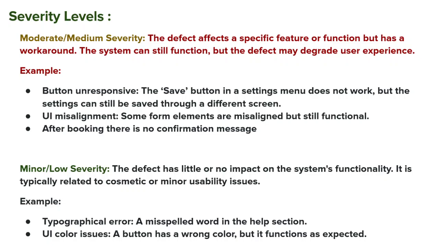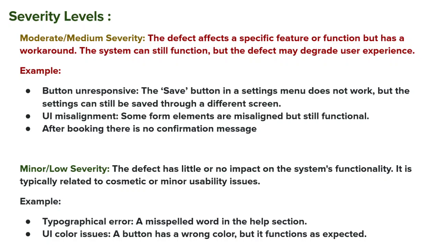What are some examples of moderate and medium severity? Button unresponsive. You have a save button in a settings menu that does not work, but the same setting can still be saved through a different screen. So it is not blocking your testing, right? You can still save from a different screen. The issue is happening only on the settings page. So such issues have moderate severity.